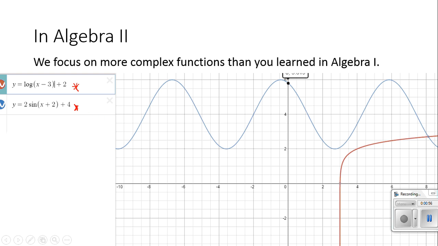So the big idea today is not that you can do anything with these sine waves or logarithmic functions yet, but just in a sense of what is a function. So we're going to just figure out what a function is today, and then we'll be able to do a little bit more later on throughout the whole year.